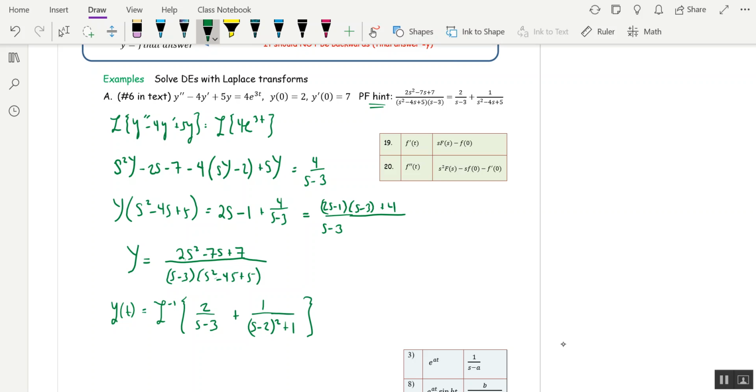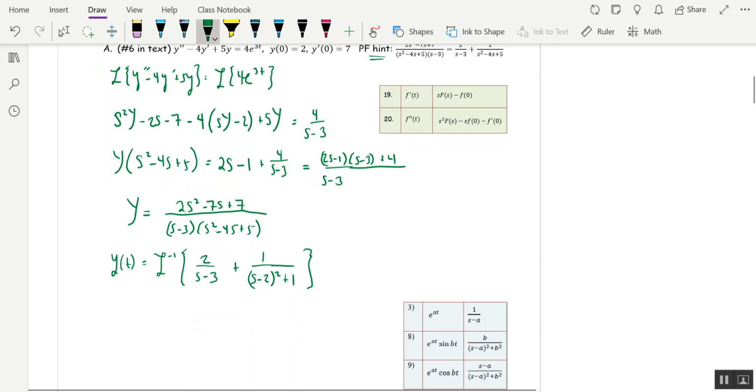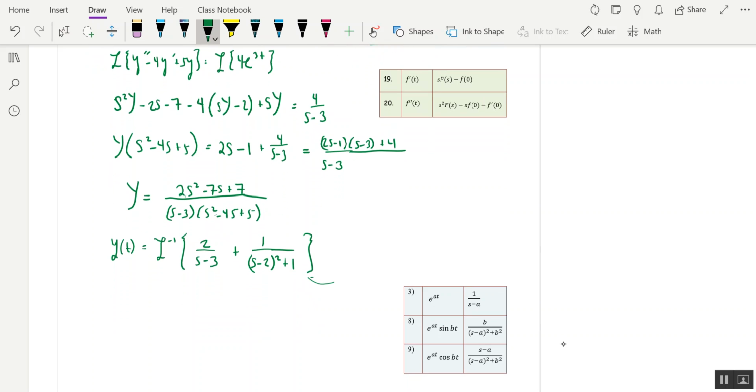That's the same as s squared minus 4s plus 5. So now I'm ready to take L inverse, and on this guy, I can use number 8 with A equal 2 and B equal 1. All right, and so my final answer is little y, or little y of t, whichever you prefer, is 2e to the 3t, that's formula 3, and then by formula 8, I get e to the 2t sine t.